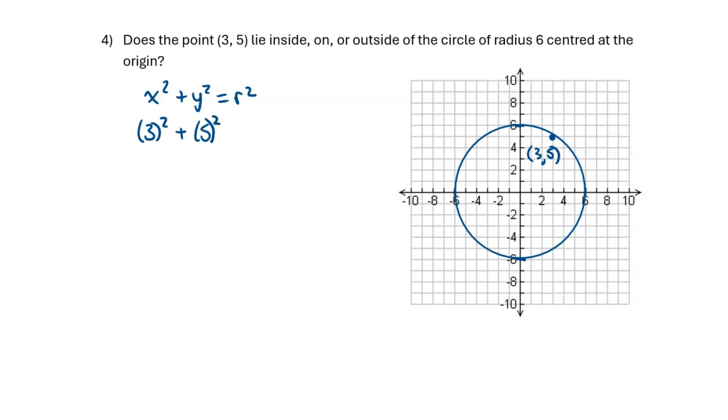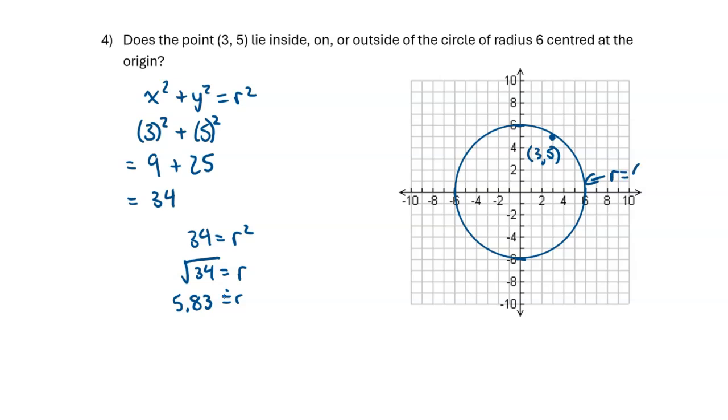So I'm going to substitute in 3 and 5 for the x and y values at that point, and I'm going to find that that gives me 34. What that means is that a circle that went through (3, 5) would have an r squared value of 34. That means the radius would be the square root of 34, which is approximately 5.83, which is definitely smaller than a radius of 6.